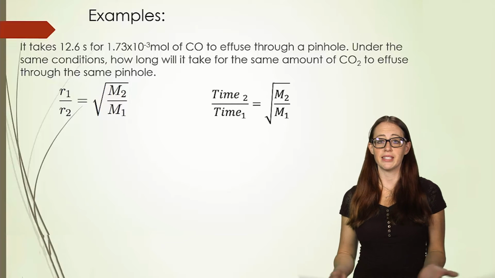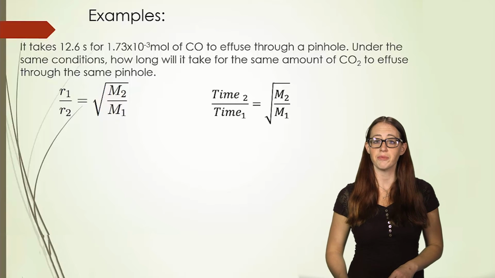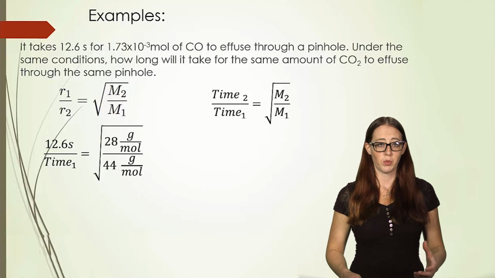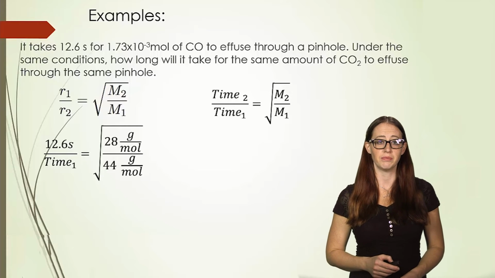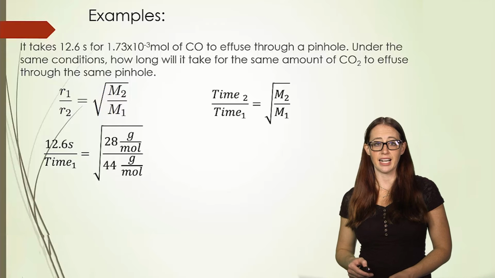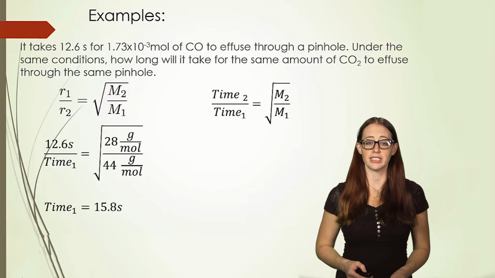From here, we can simply fill in our values as we always have. We put our 12.6 on top, which is now related to our 44 grams per mole. We put our 28 on top, and we solve for our time.